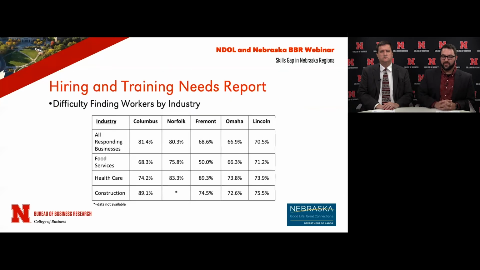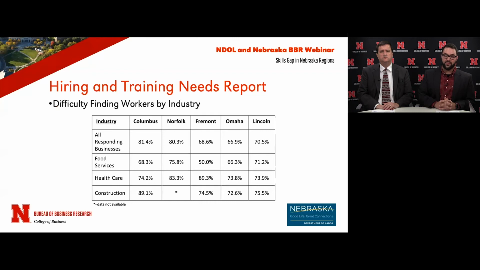So in the hiring and training needs report, we ask businesses to provide 3 occupations that they recently hired or have tried to hire. And we ask them questions about those occupations, such as, is it difficult to find workers for this occupation? So in the top row, you can see the areas. In the second row is all responding businesses. So every business that was surveyed in Columbus, and 81% of those folks said it was difficult to find workers for the occupations that they hire.